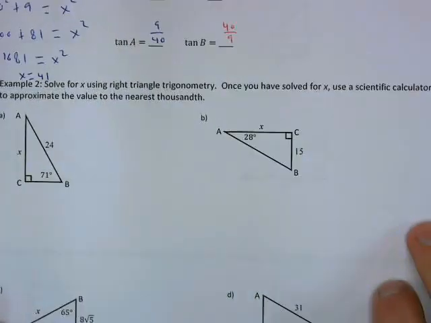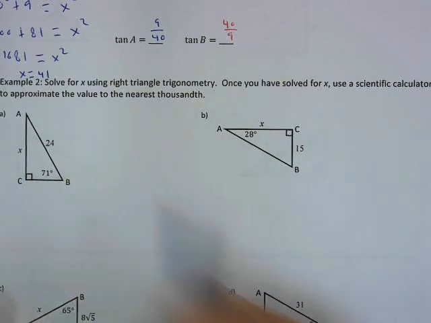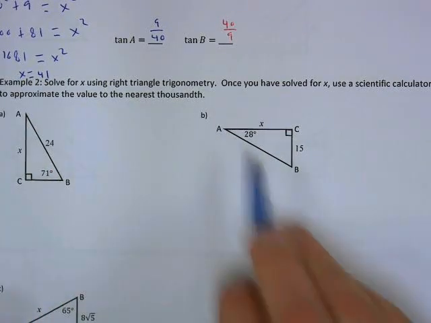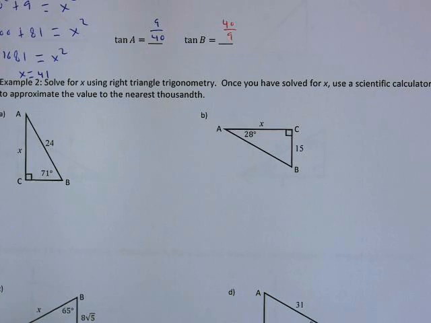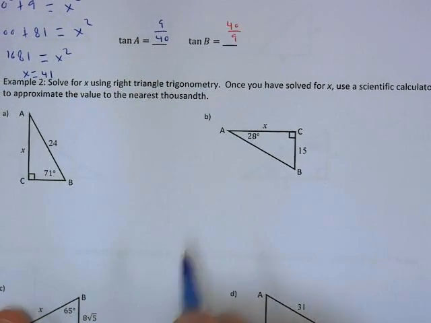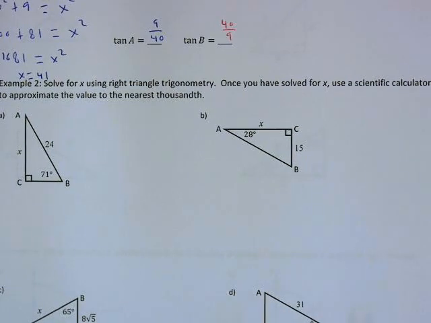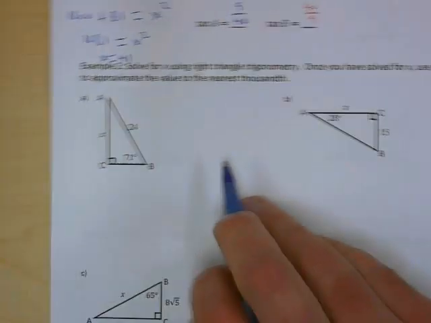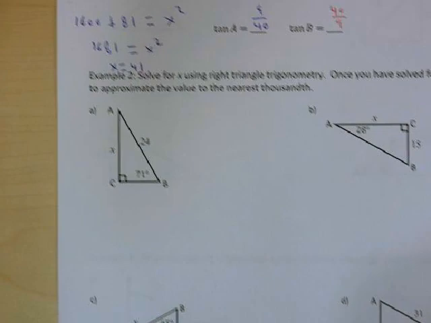All right, next, example number 2. It says solve for x using right triangle trigonometry. So this time we're actually going to put it in an equation and solve. Once you've solved for x, use a scientific calculator to approximate the value to the nearest 1,000th. So here, we want to find the missing side of our triangle. Let's zoom in on this problem.